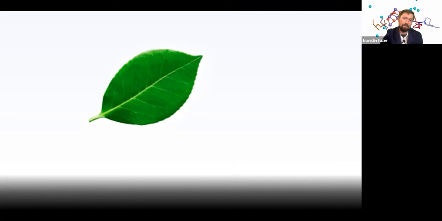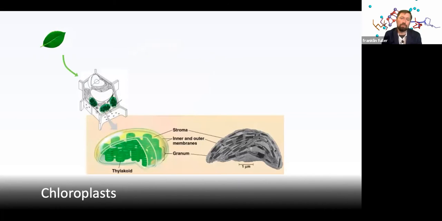So for example, a leaf, and if you zoom in on that leaf down to the cellular level, we have organelles called chloroplasts. Chloroplasts are kind of like mitochondria of the cell. And if you're around my age, you'll know of mitochondria from The Fresh Prince of Bel-Air. Mitochondria is the powerhouse of the cell, and chloroplasts are the powerhouse of plant cells.